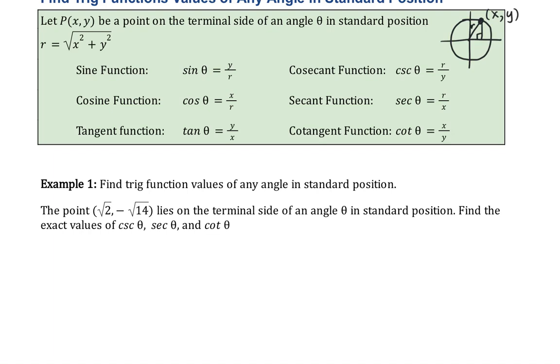In this video, we are going to find trig function values of any angle in standard position. An angle in standard position has the vertex at the origin, and we can always draw a right triangle from whatever point there is. The radius of that circle is the hypotenuse, because x would be one side of the right triangle, y would be the other. Using the Pythagorean theorem, we get x squared plus y squared equals r squared, and then taking the square root of both sides, that's where we get r is equal to the square root of x squared plus y squared.